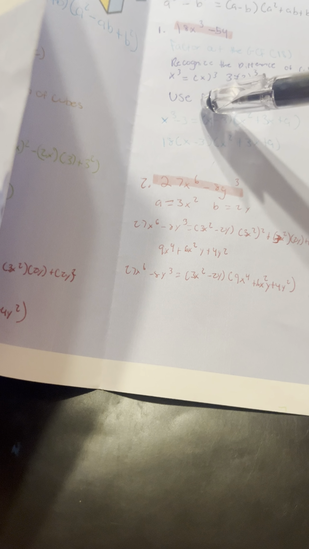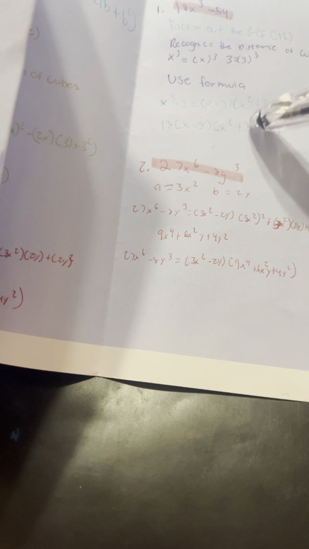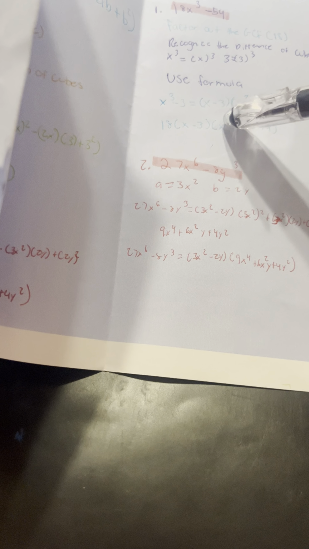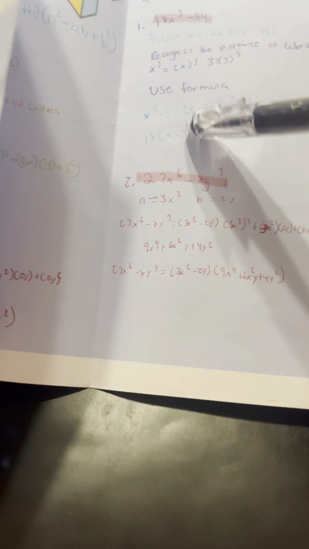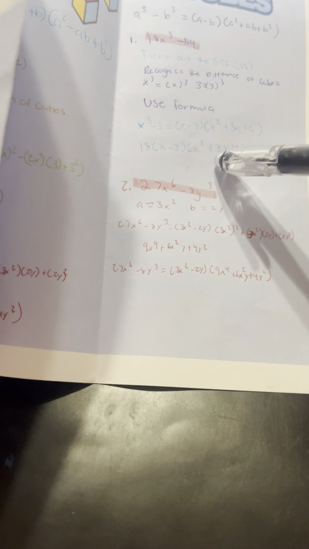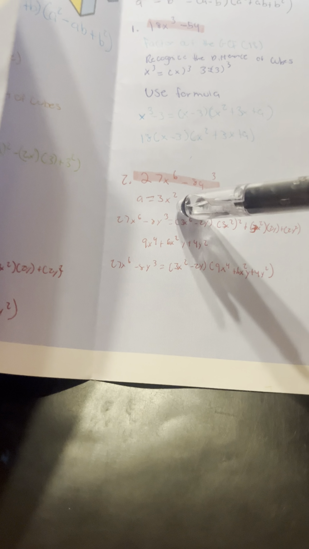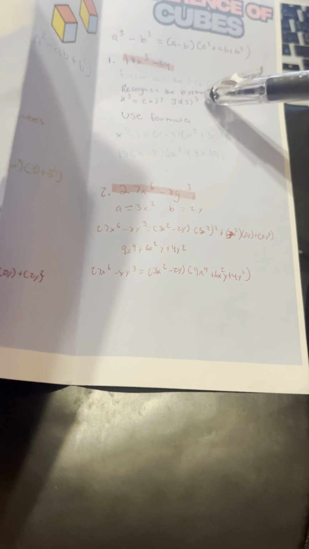So x cubed equals x to the third, and 27 equals 3 to the third. We use the formula. X cubed minus 27 equals x minus 3 times x squared plus 3x plus 9. Now we have 18 times x minus 3 times x squared plus 3x plus 9. So we follow these same steps, the same thing we did up here, for the harder one.